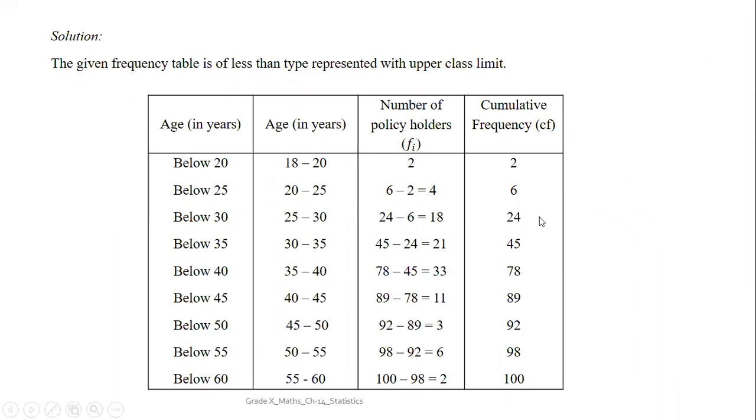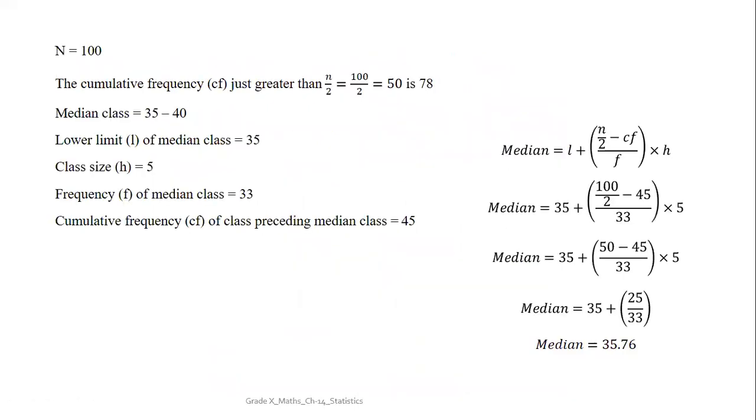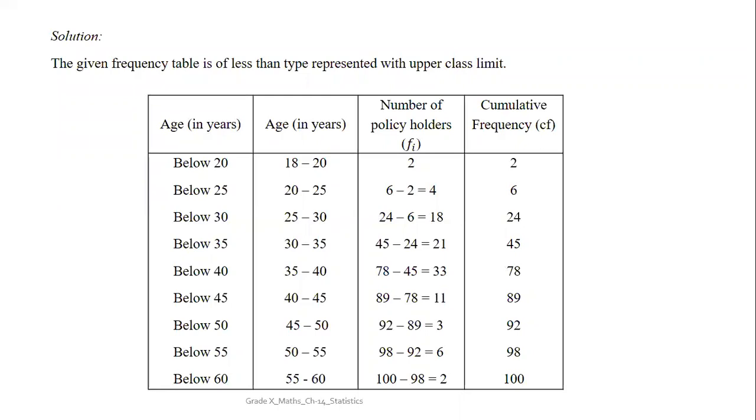Now, which is nearby 50 over here? 45 and 78. We have to take a number bigger than 50, so we will choose 78 as our cumulative frequency. And the median class is 35 to 40. Corresponding to that, 35 to 40 is our median class.